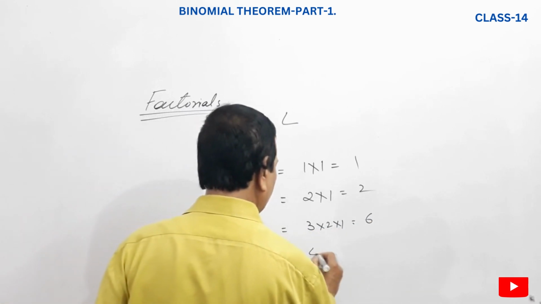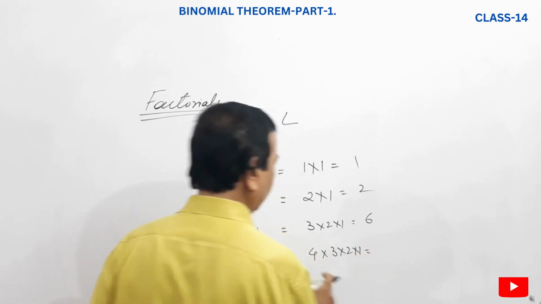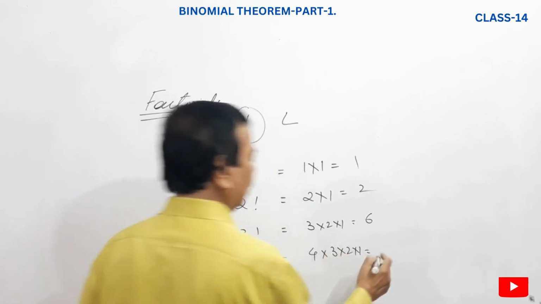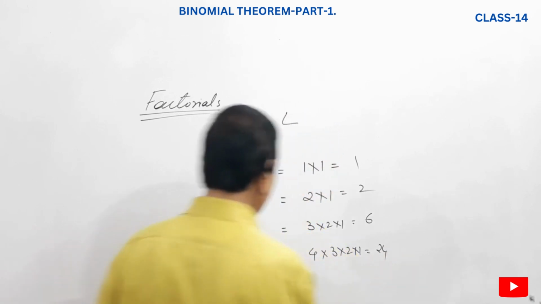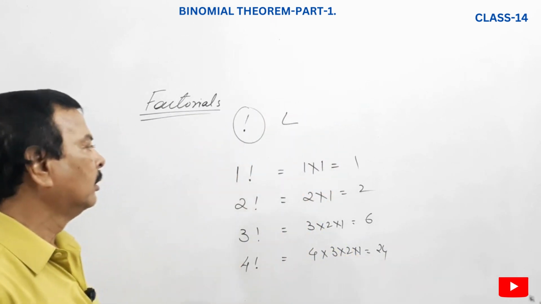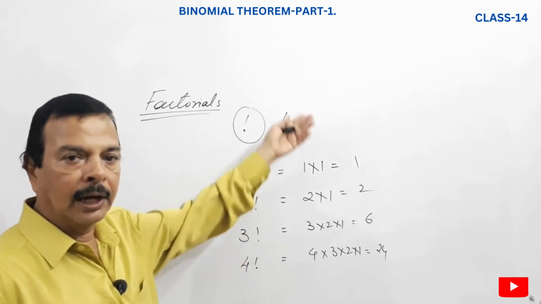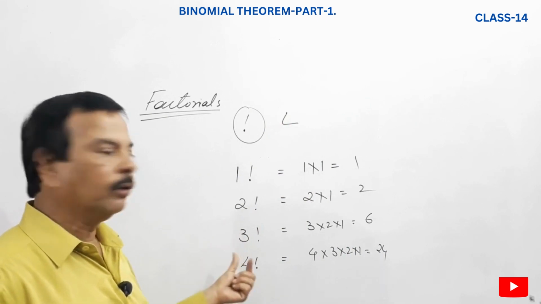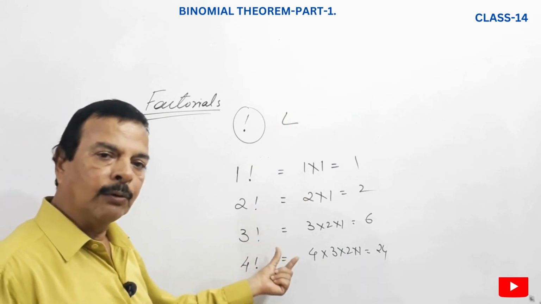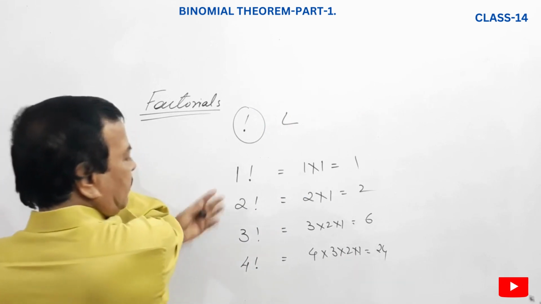This is 4 into 3 into 2 into 1, equals 4 3s are 12, 12 2s are 24, and so on. These are known as factorials. We will find its importance a little later, but what you should know is factorials, how to get this. Please make a note.